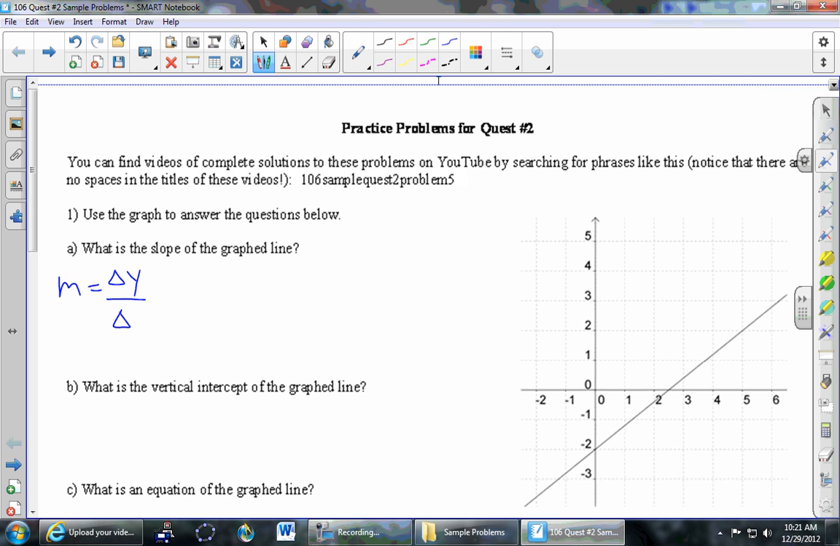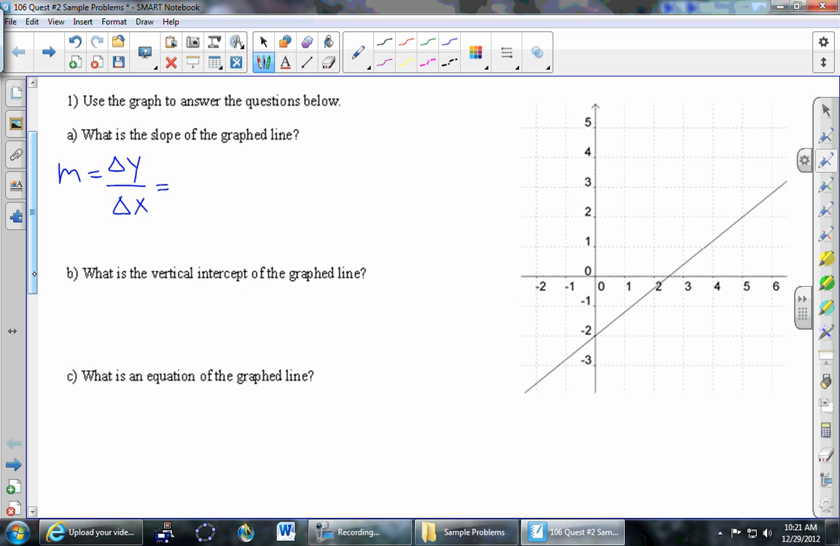One of our versions for slope was change in y over change in x. So what we need to do is find 2 points that are on this line. Now you can pick any 2 points you want, but I'll caution you against picking any old points. For example, if you pick that point, it would be quite difficult to figure out what the exact coordinates are. You could estimate 1.8, negative 0.7, but those are just guesses. So you don't want to pick that point.